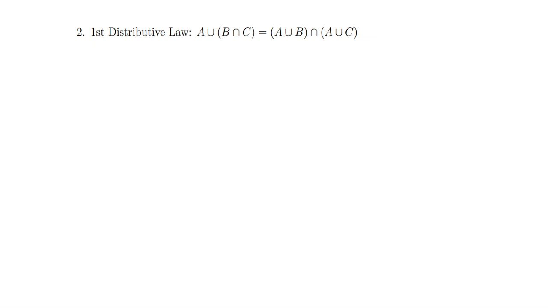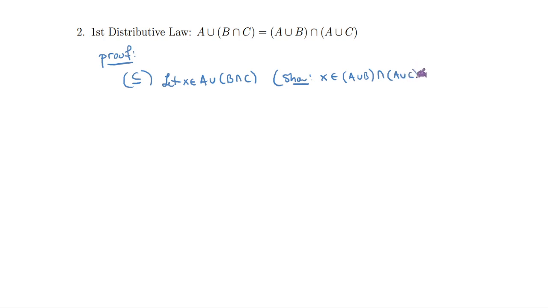Okay, so let's see if we can prove the first distributive law. So let's show that these two sets are equal. Similarly, we are going to have to do the subset inclusion in both ways. Now, instead of writing out show this set on the left is a subset of the set on the right, let's just actually try to write out the template immediately, right? So let x be an element of the set on the left, and we are going to show that x is an element of the set on the right. So this would be A union B, and then we're going to intersect that with A union C.